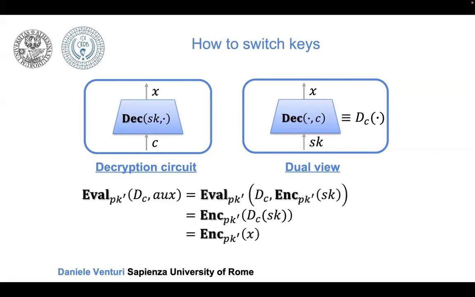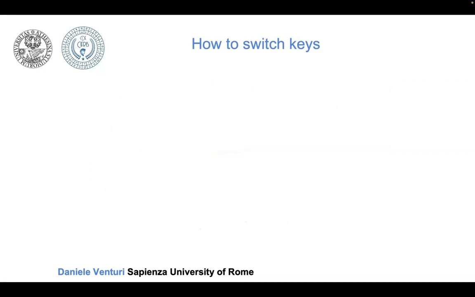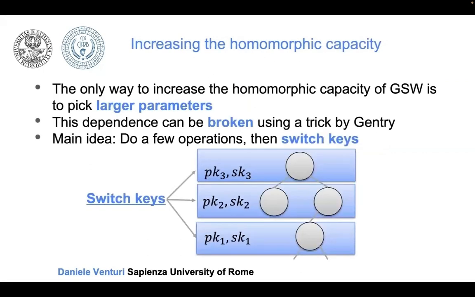So then I can do the following. I want to switch key, remember? For instance, in this picture, I want to go from PK1 SK1 to PK2 SK2. So what do I do? I publish some auxiliary information that can be completely public and allows me to go from one key to the other. And what is this public information?